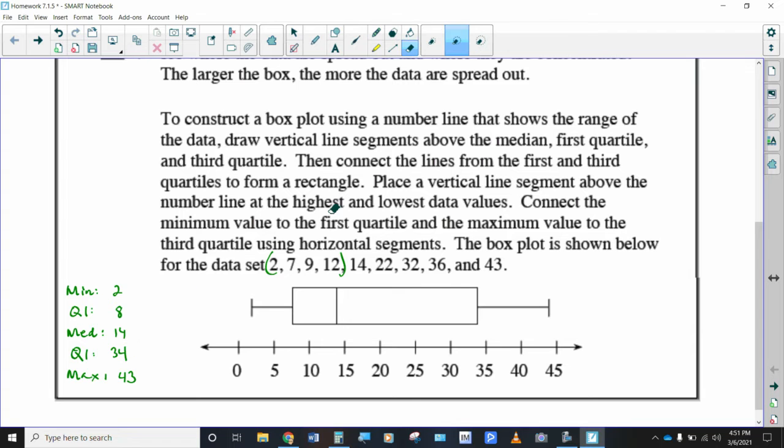So now that we've got these 5 pieces of data, we create a properly scaled number line. We find out where would the 2 be on that number line. It would be right around here. Where would the 8 be? It would be right around here. Where would the 14 be? It would be right around here. Where would the 34 be? It would be right around here. And where would the 43 be? It would be actually, I think 43 is probably here, not there. That looks more like 44.